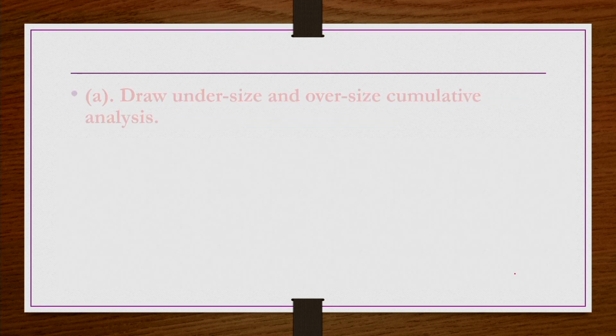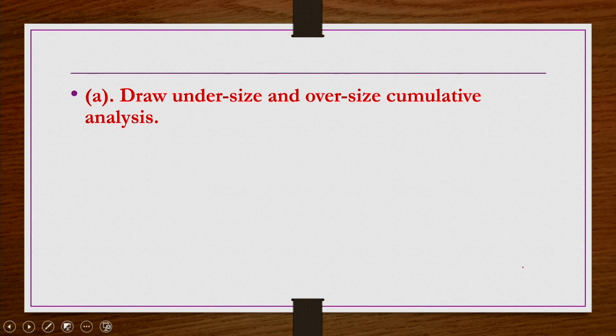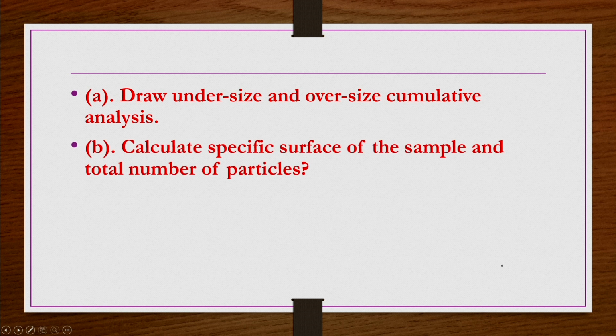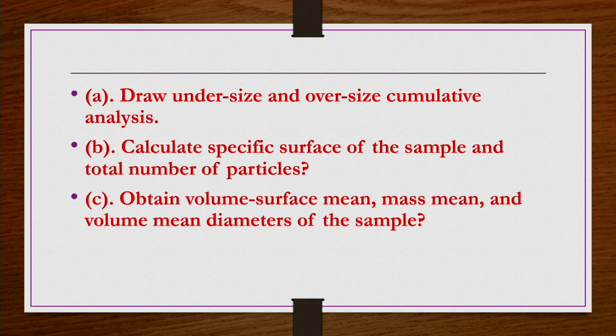So, the question is: draw the undersize and oversize cumulative analysis, and then calculate the specific surface of the sample and the total number of particles. Also obtain the volume surface mean, mass mean, and volume mean diameters of the sample. It is quite similar to one of the previous problems that we have already seen, but in addition we have to draw the undersize and oversize cumulative analysis as well.